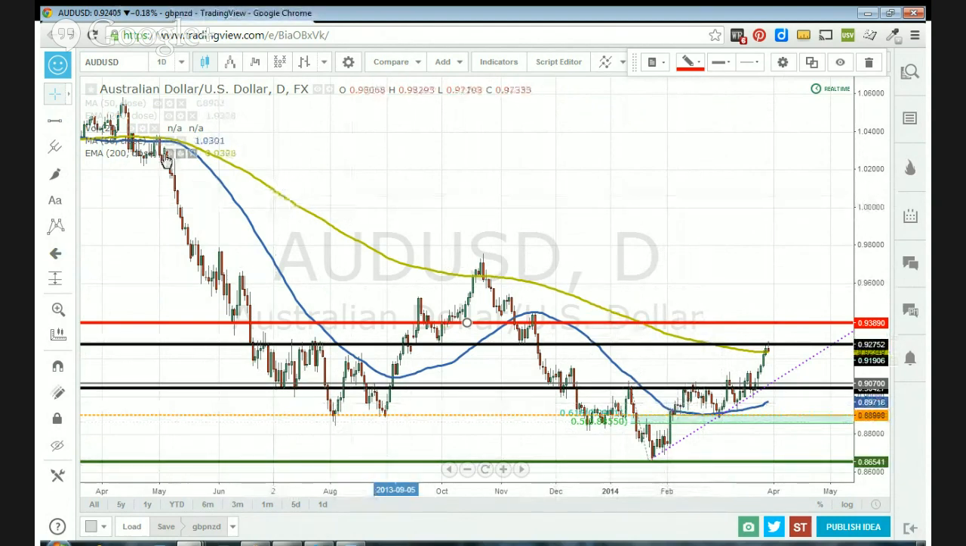So I kind of think the trend is reversed. I kind of think this is an uptrend, and while we're going to head down momentarily, I'm more interested in buying the dip on the Australian dollar at this point. That's sort of the way it looks to me. I think the trend has reversed.